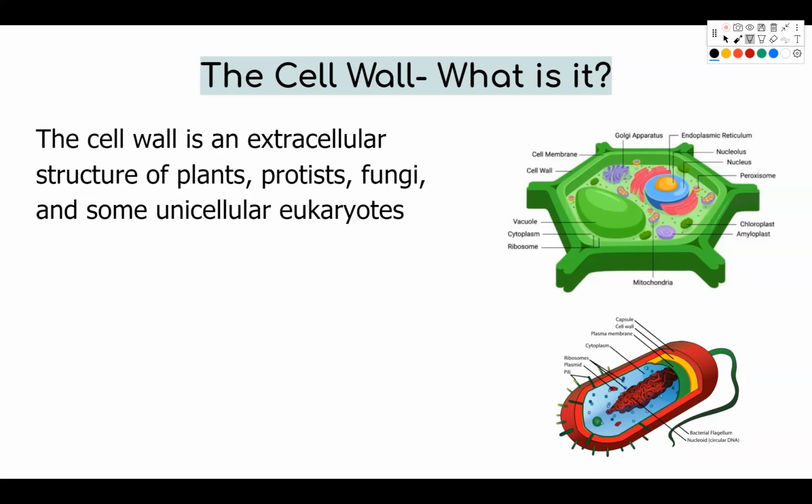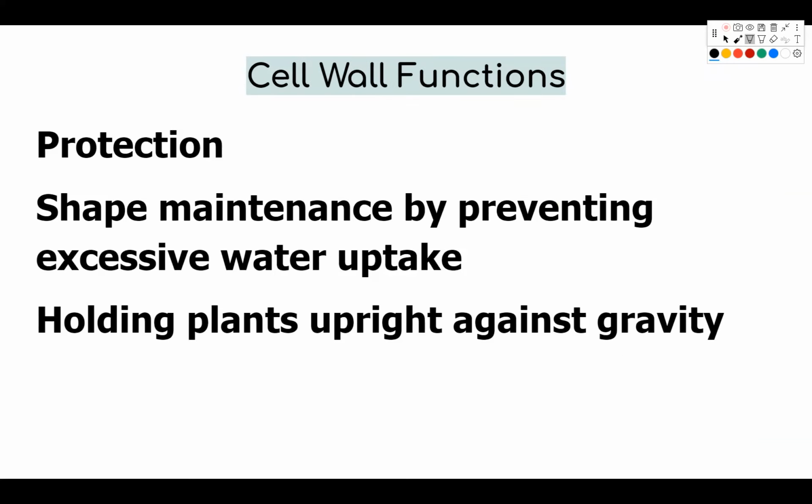All right, so there are three main functions of the cell wall. Number one is protection. It's that layer of armor around the cell to make sure what's inside doesn't get damaged. Number two is shape maintenance, specifically by preventing excessive water uptake, and we will talk a lot about water uptake next week in our lab. So we want to help maintain our cell shape by regulating the amount of water.